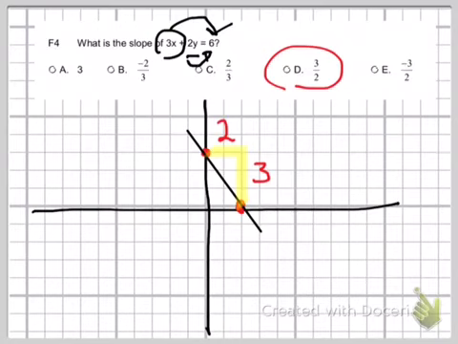I connected my points. I found my rise and my run. My rise was 3. My run was 2. So my slope is D, 3/2.